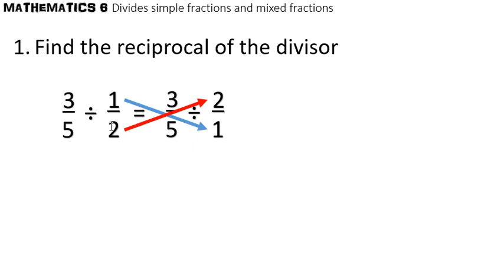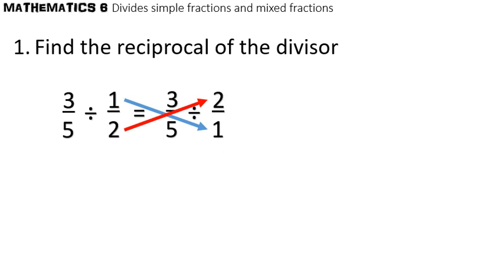3/5 divided by, hindi siya 1/2. Divided by 2/1 na siya. Why? Kasi, yung 1 na numerator magiging denominator. Ang 2 na denominator magiging numerator. Yan ang ibig sabihin natin ng reciprocal, kabaligtaran.